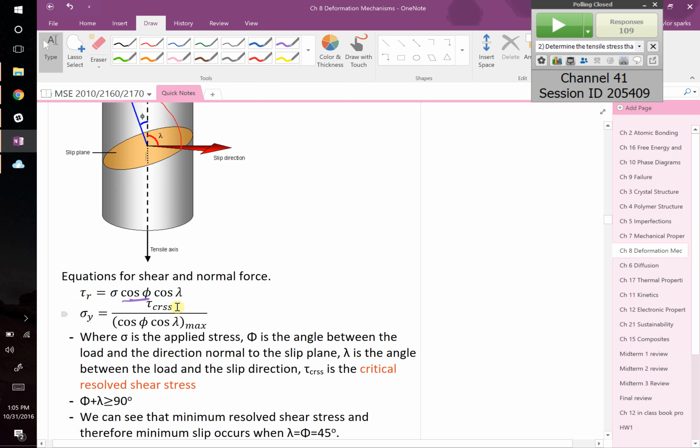Therefore, since the critical resolved shear stress is a materials property, this one's known. The tau CRSS, that's the critical resolved shear stress. We would like to know, as a function of whatever this tau CRSS is, for given angles, what stress will cause this thing to start slipping, right?